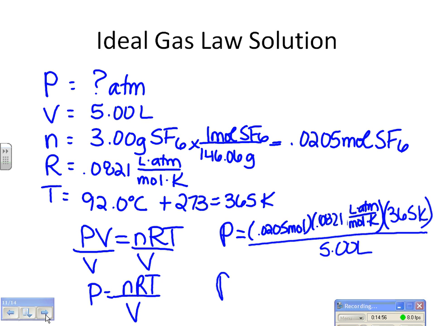Okay. We will multiply through. Moles will cancel. Kelvin will cancel. Liters will cancel, and we will be left with pressure in atmospheres. Multiply and divide. See what answer you get. We got a pressure of 0.123 atmospheres.